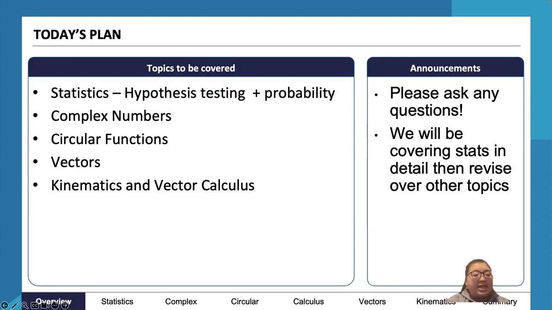We'll be covering stats in detail and then doing a revision over all of those topics, because these are probably the ones which you don't see as much in other math subjects. If you're doing two math subjects at once, these are probably the ones you want to revise, or the ones that you might not have any pre-knowledge about. So it's important for us to go through these and explore them a little bit.